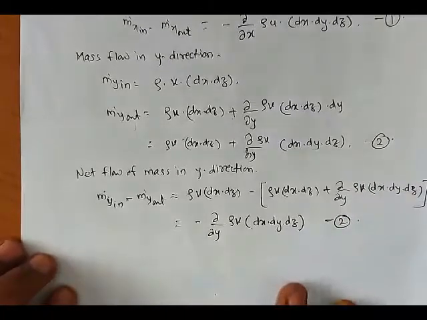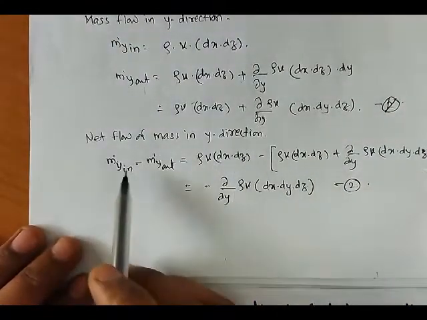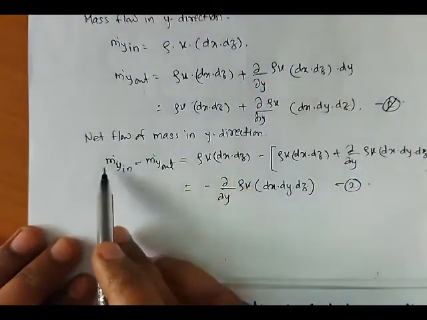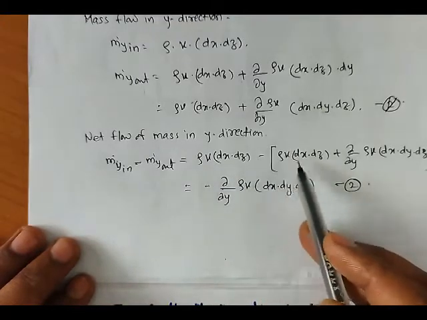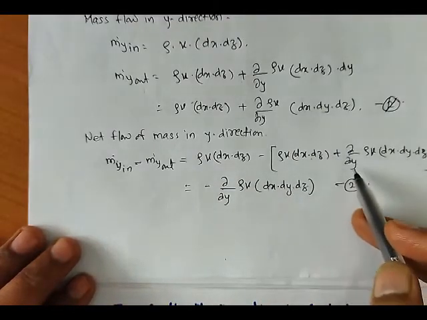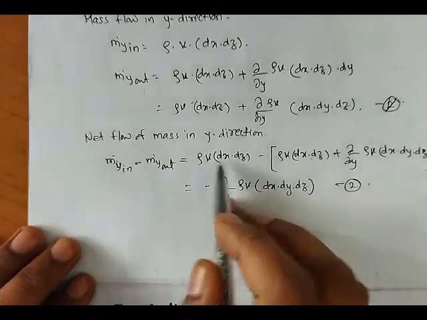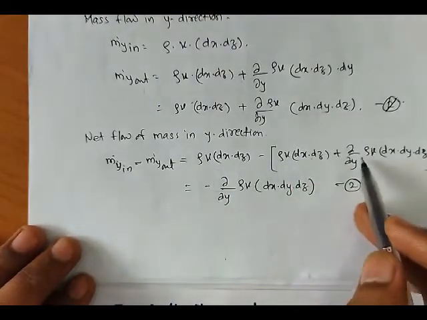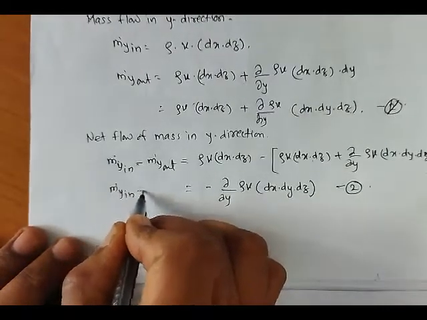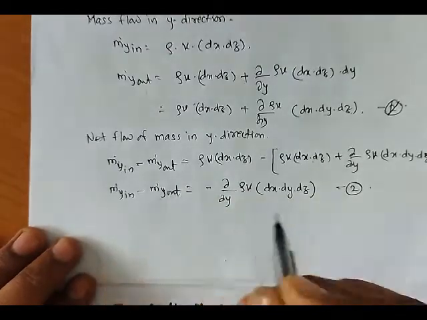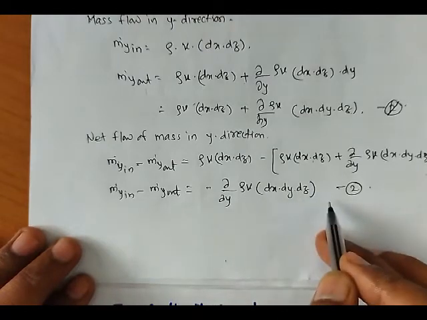Now to find out the net mass flow in y direction, as already calculated in x direction, similarly m dot y in minus m dot y out is equal to rho v dx dz minus, in bracket, rho v dx dz plus del by del y of rho v dx dy dz. If we simplify this one, this term gets cancelled. We have the remaining term, but with a minus sign. So m dot y in minus m dot y out is equal to minus del by del y of rho v dx dy dz. This is our equation number 2.